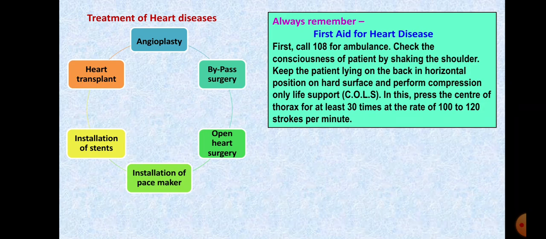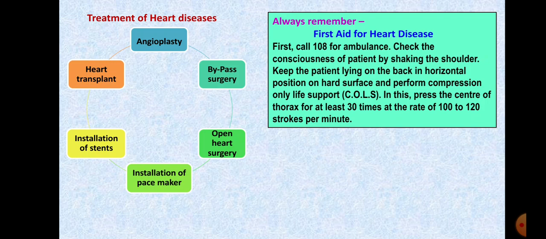Now in this installation of pacemaker, a very small incision is made just below the collarbone in the upper chest, and then the pacemaker, that electrical device, is fit in that part of the body and inserted beneath the skin. So this is how the pacemaker is installed in the body.